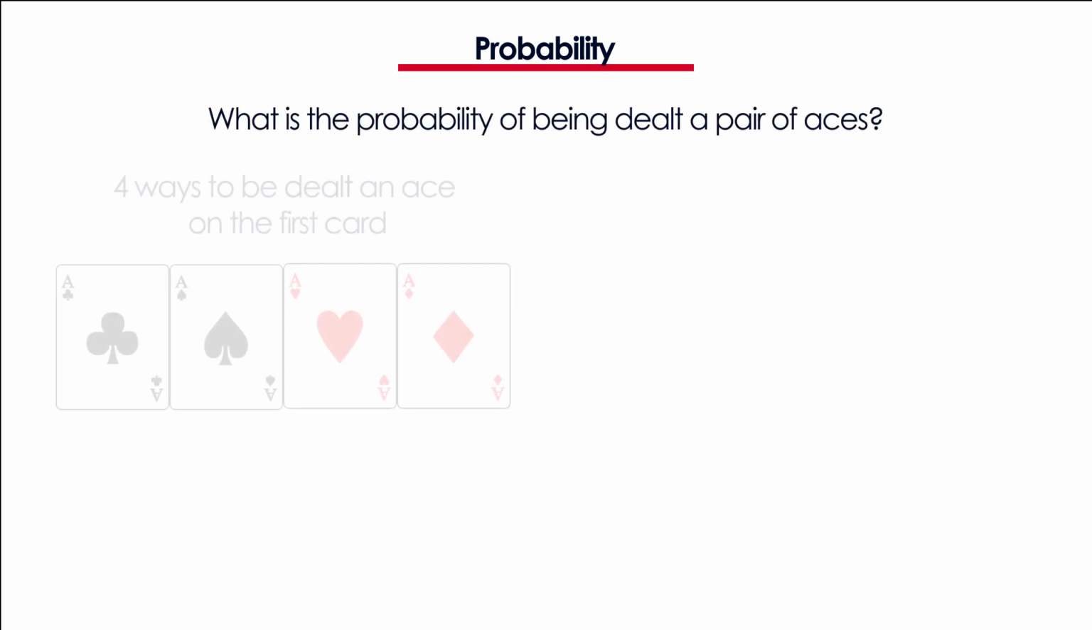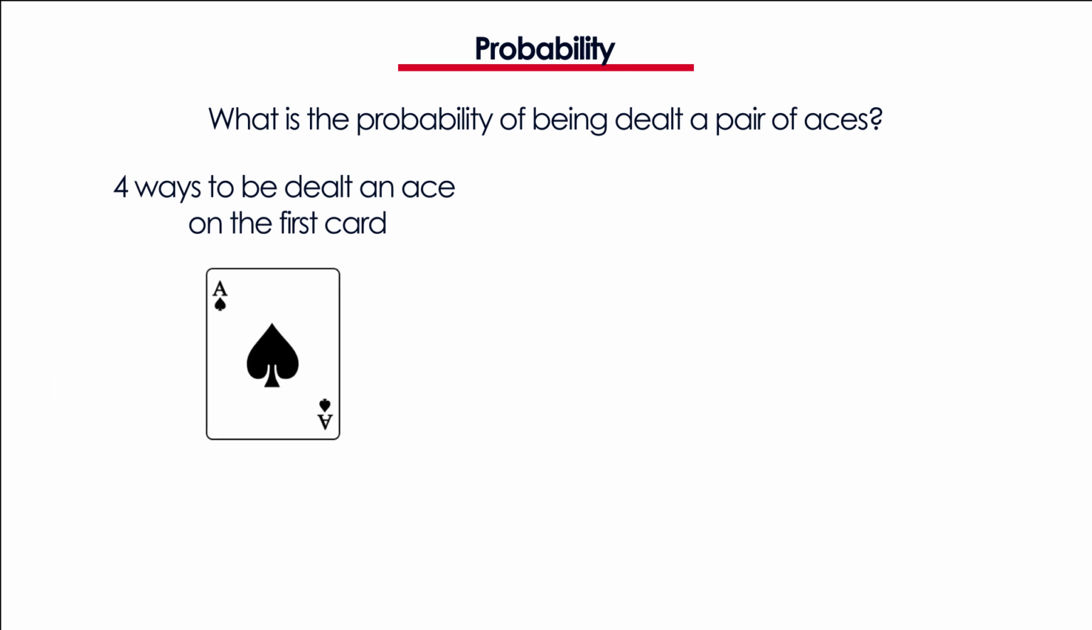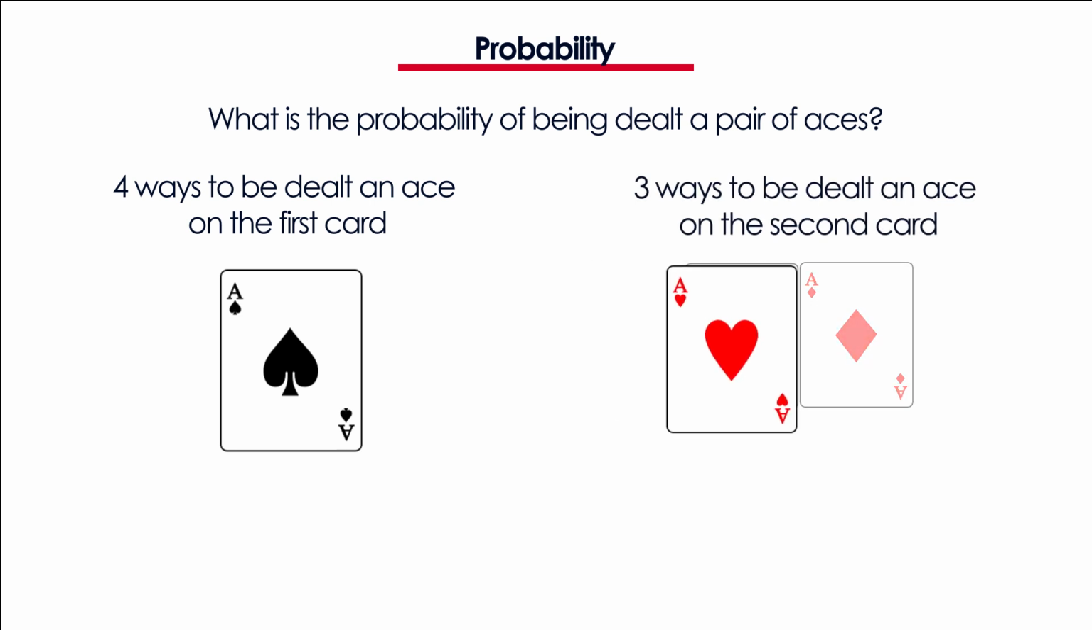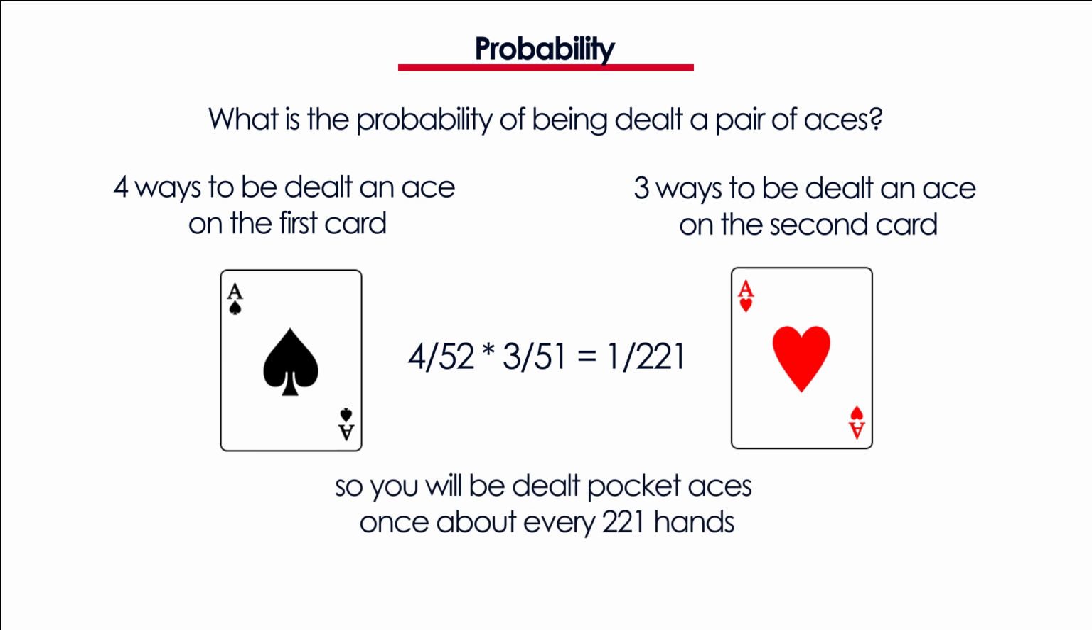Let's go through another example. What is the probability of being dealt a pair of aces? There are 4 ways to be dealt an ace for the first card, as we've learned in the previous example, and there are 3 ways of getting dealt an ace on the second card. So, the probability is 4 over 52 times 3 over 51, which is 1 over 221. So you will be dealt pocket aces roughly every 221 hands. The probability is the same for every pocket pair.